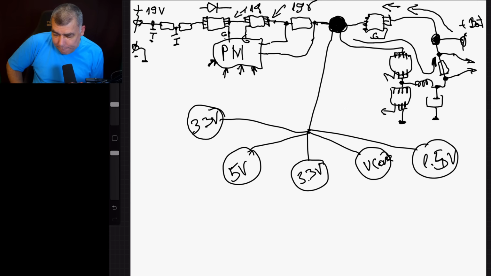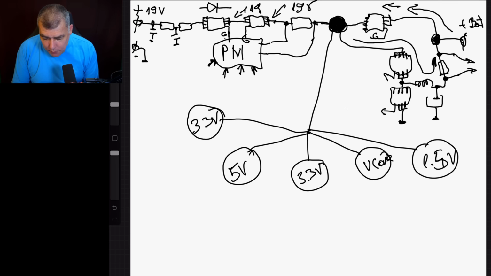So, let's say if you have 19 volts, it's a must to have 3.3. So the 3.3 is always on. It doesn't matter if the laptop is off. And obviously, it supplies power to your Super I/O chip or startup chip, which has to be always on.